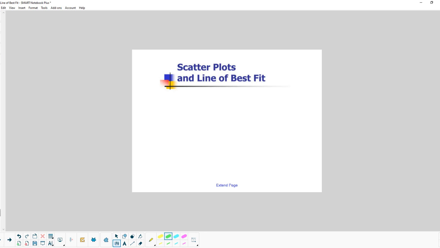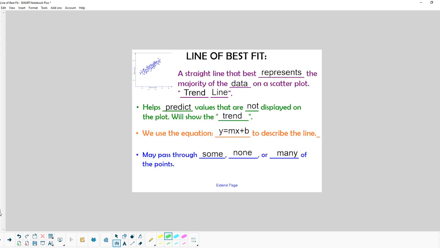So what are scatter plots and a line of best fit? Well, a straight line that best represents the majority of the data in a scatter plot is a trend line. It helps us predict values that are not displayed on the plot, or numbers that are way out beyond the scope of the graph, and it will show the trend. When we make a trend line, or a line of best fit as it's often called, we need to write it in a certain form, and the form we're going to use is y equals mx plus b. And that will be the equation of the line.